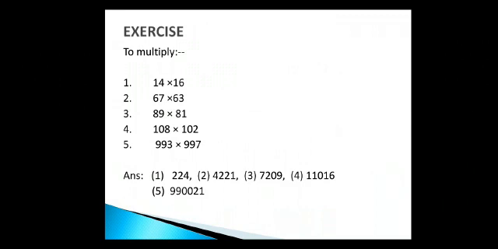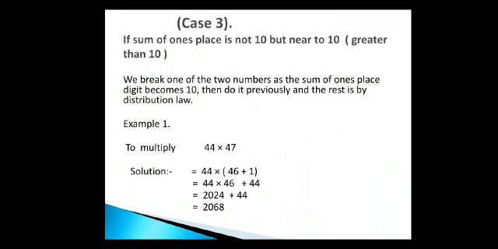This is the exercise. Do the exercise. Case 3. If sum of one's place is not 10 but near to 10, that is greater than 10, we break one of the two numbers so that the sum of one's place digit becomes 10, then do it as previously, and the rest is by distribution law.